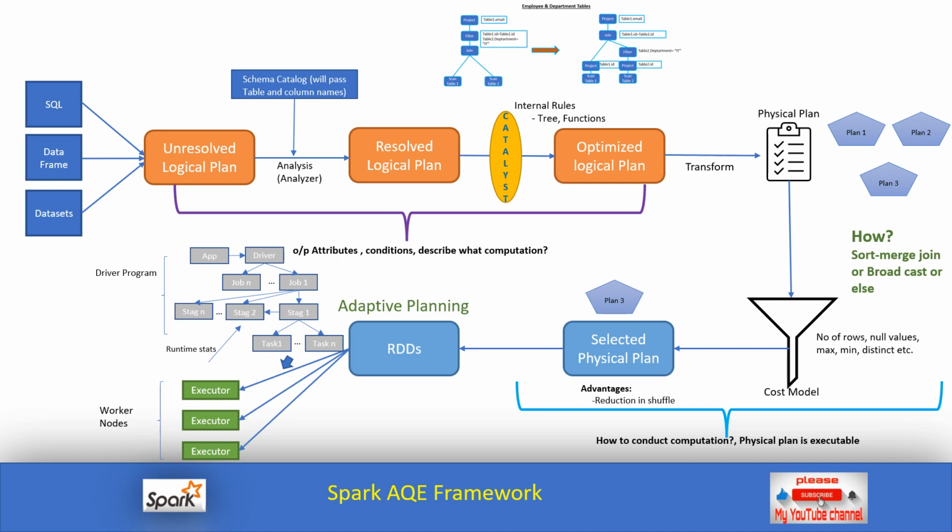So let's go to the gray diagram. Here we submit an application into the driver. Driver will convert that application into jobs, job 1 to job n. Each job will have different stages, stage 1, stage 2, stage n. These stages may be sequential, may be parallel. Then stages will have tasks, task 1 to task n, and these tasks are going to run in the worker node. So within the worker node you will have executors.